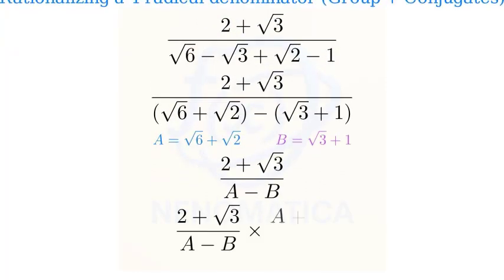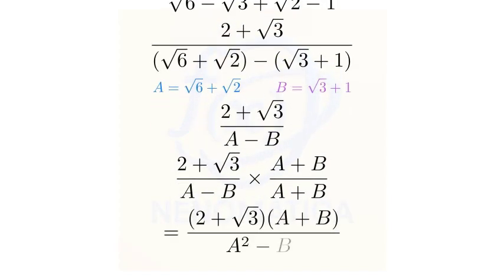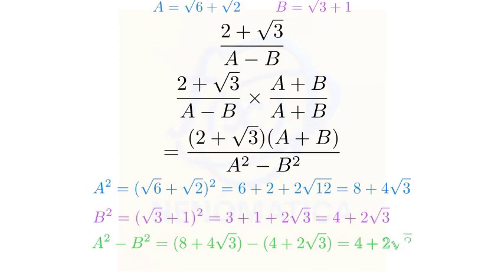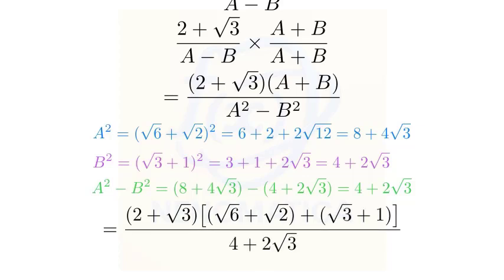Step 2. Multiply by the conjugate of the denominator block. That is, multiply by a plus b over a plus b. This turns the denominator into a difference of squares. Step 3. Compute a squared and b squared explicitly. A squared equals the square of square root 6 plus square root 2, which is 6 plus 2 plus 2 times square root 12. That is 8 plus 4 square root 3. B squared equals the square of square root 3 plus 1, which is 3 plus 1 plus 2 square root 3. That is 4 plus 2 square root 3.